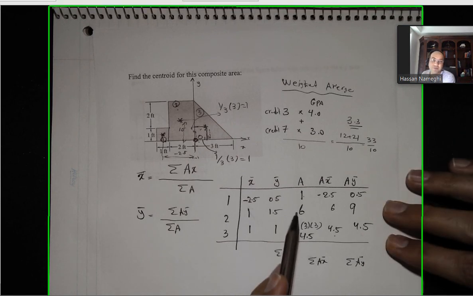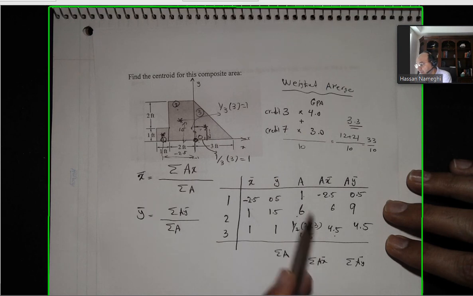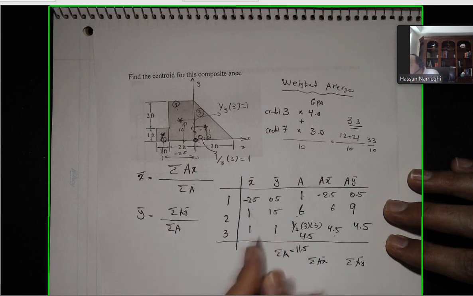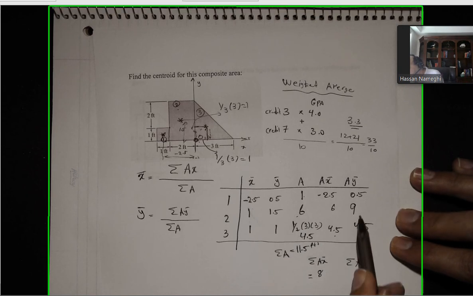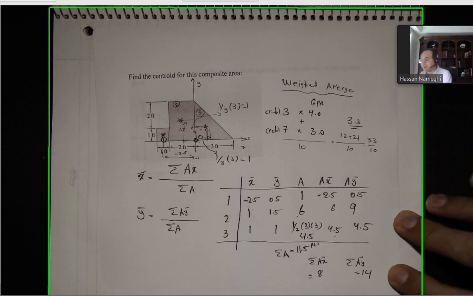Let's now add them together. The sum of A is 1, 6, 4.5, which is 11.5, right? So that's the overall area for this shape, 11.5 feet squared. The sum of A times x bar is minus 2.5 plus 6, which will be 8. That's what I got. You can check my answer. If you see something wrong, let me know. And then for y, I have 9 plus 4.5, 13.5, and then plus half, I'm going to get 14.